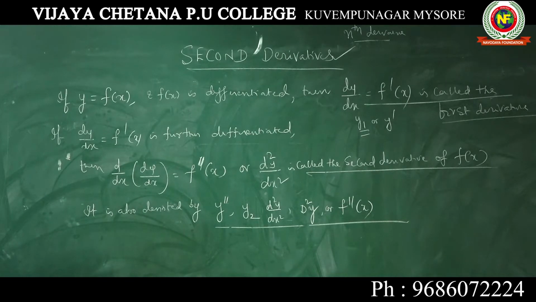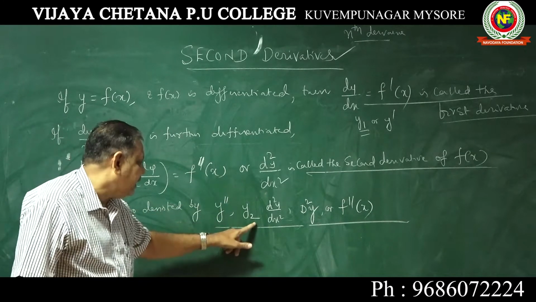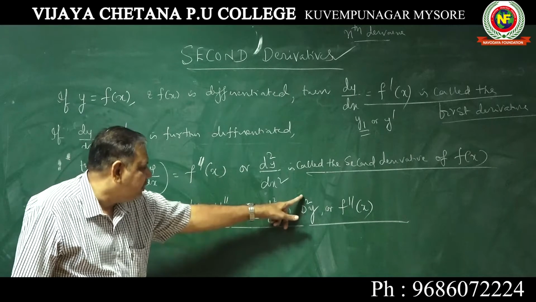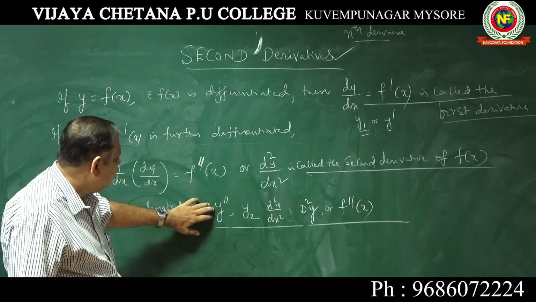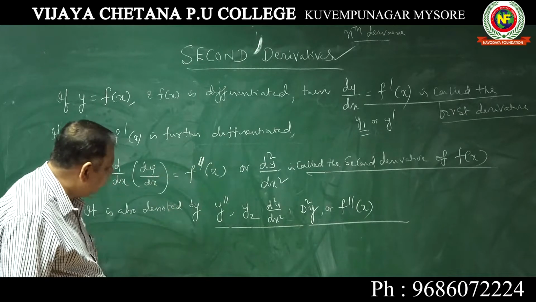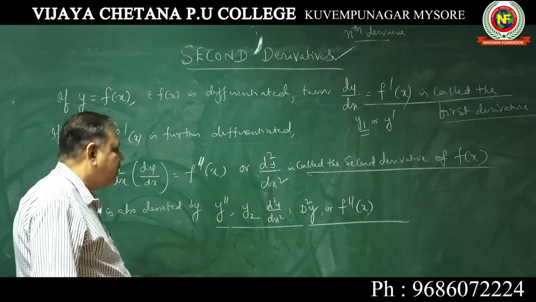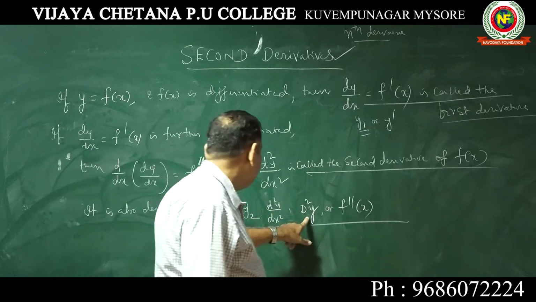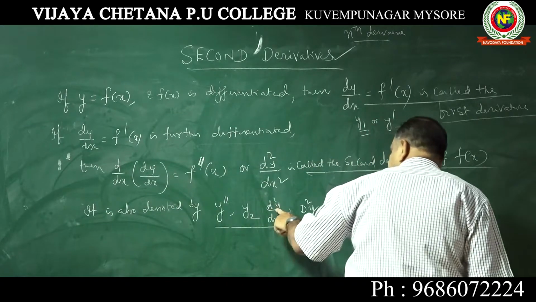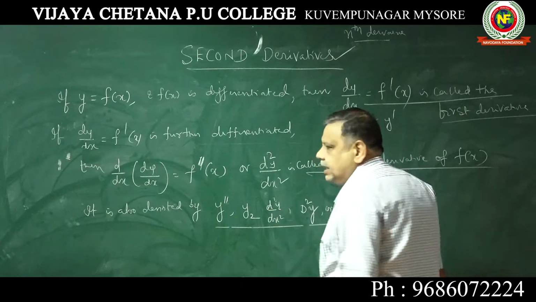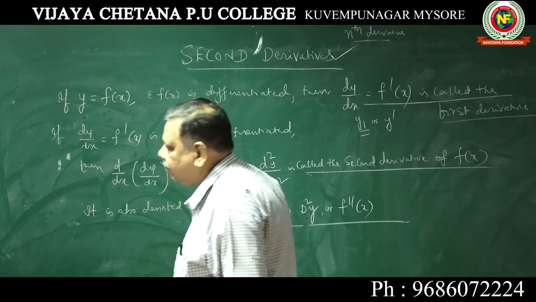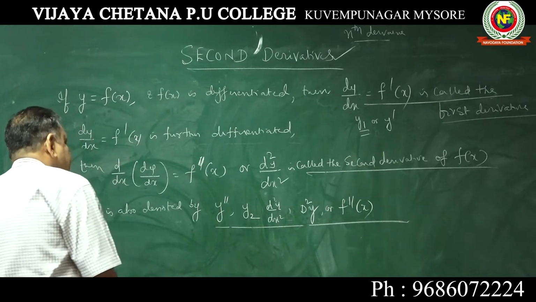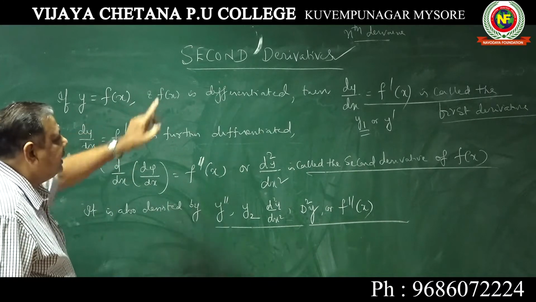Third derivative is y triple dash, y3, d cube y over dx cube, d cube y, and the nth derivative will be y to the power n, or d to the power n y by dx to the power n. That is not there for you. You need not scratch your head. That is there in your BSc or engineering class. You have only up to the second derivative.